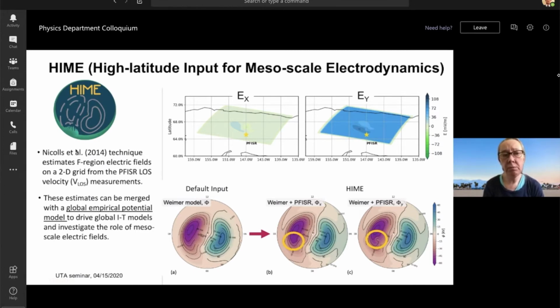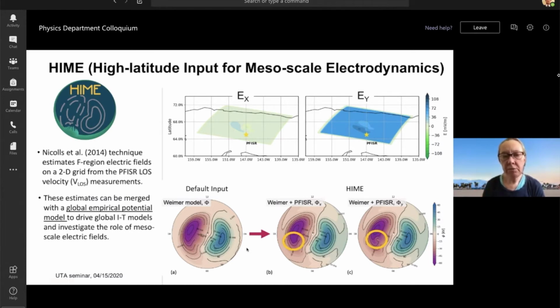And of course, a bunch of assumptions go into that, but it seems to be a nice step forward to try to measure actual electric fields locally. This is an example of reconstruction of a time snapshot of electric field. And what we've done, this is kind of a large-scale picture of a driver for GITM.